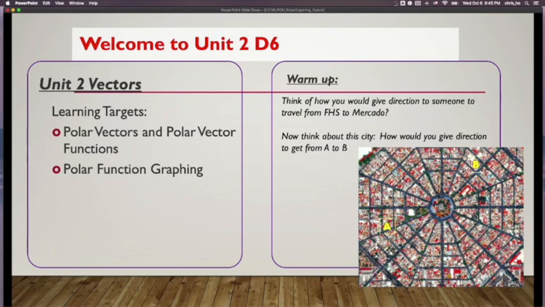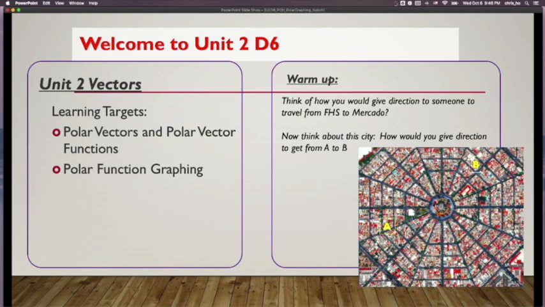So as a warm-up, I'd like you to spend a couple of minutes thinking about how you would give directions to someone, let's say to go from Fremont High School to Mercado. You would probably say something like, as you drive out of the parking lot, you turn right, and you probably want to make a U-turn. So you'll be traveling eastbound on Fremont Avenue, and then maybe a couple of miles down, you want to make a left turn on Lawrence, and then you want to head north, and so on and so forth.